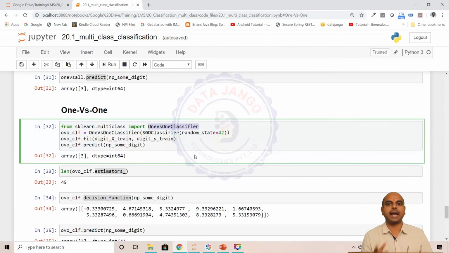Scikit-learn will handle dynamically which to use, one versus one or one versus all, so there is no need to be worried about it. But for interview purposes and from a research point of view, if you are trying to build a new classifier, then this may be useful. Thank you.